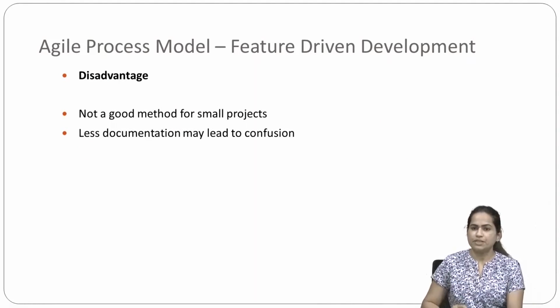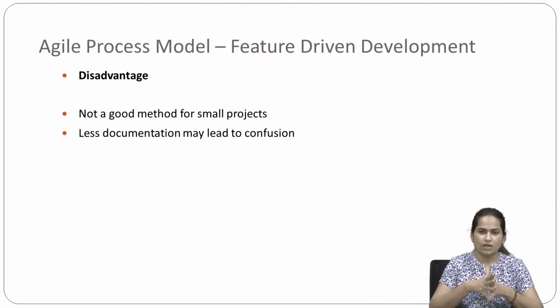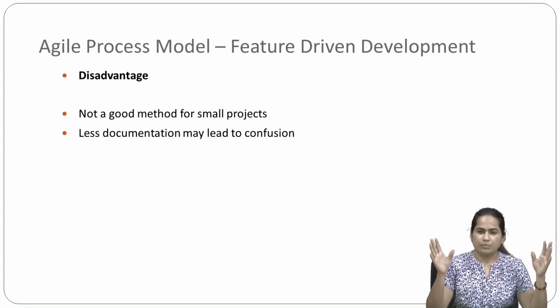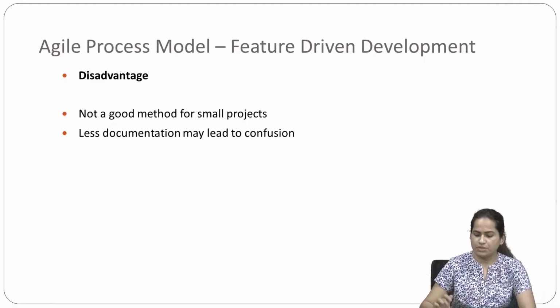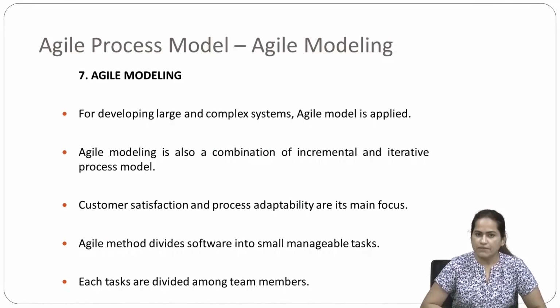With it, some disadvantages are also there. It is not a good method for small projects. If projects are small, it is not advisable to use feature driven development. You can use it for bigger projects. Less documentation may lead to confusion, meaning documentation is not in detail, so you may get confused at a later time. After that we have the seventh one, that is agile modeling.